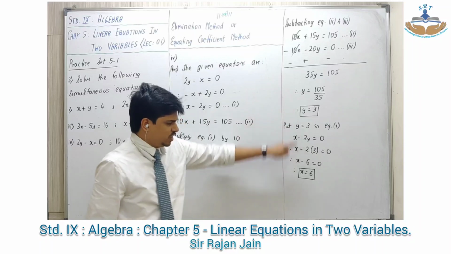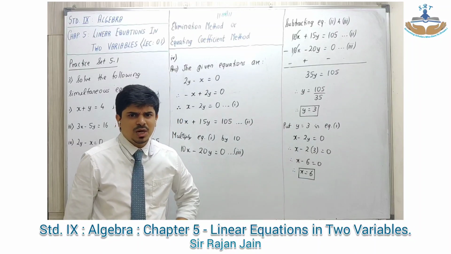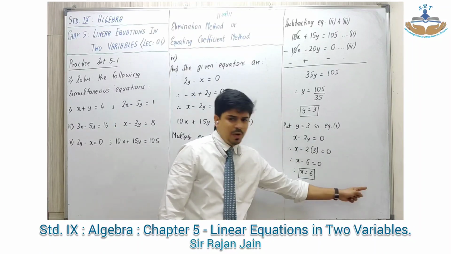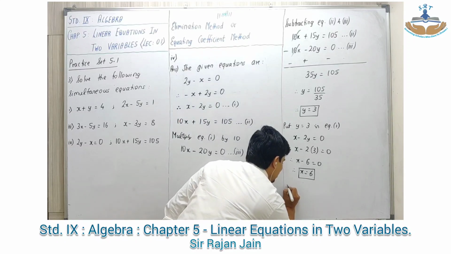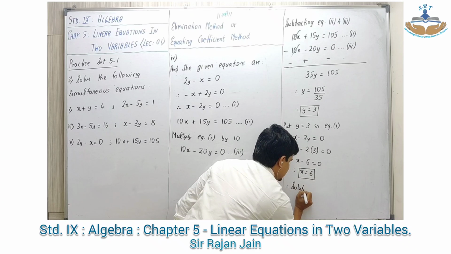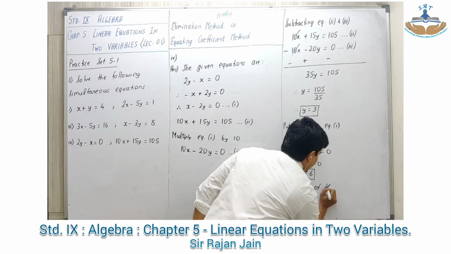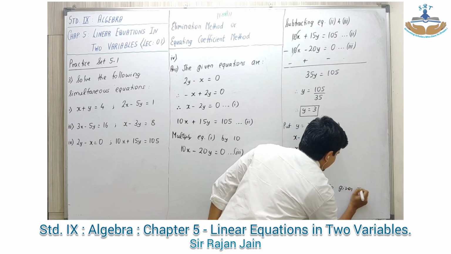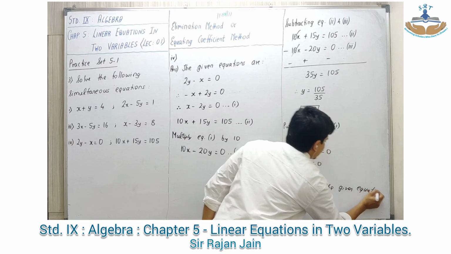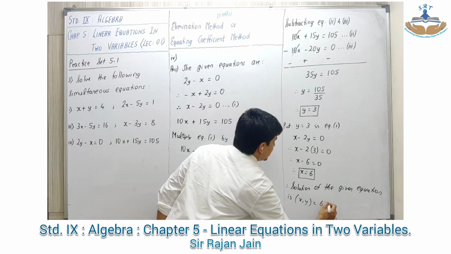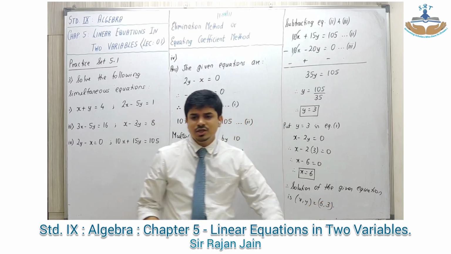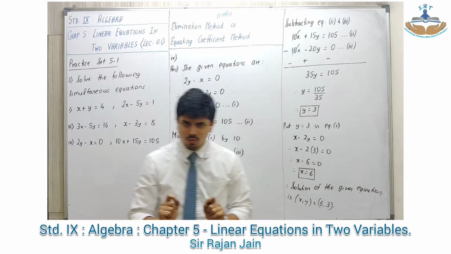You got your answer. If you leave it over here, your half mark or 1 mark will get deducted. It is compulsory to write the equation in statement form. Okay. So you will say, therefore, solution of the given equation is in bracket x comma y is equal to 6 comma 3. Is that clear? Understood what did I tell you?